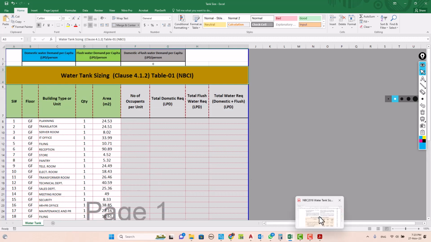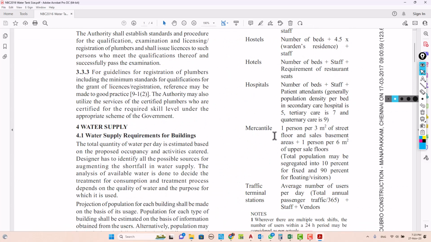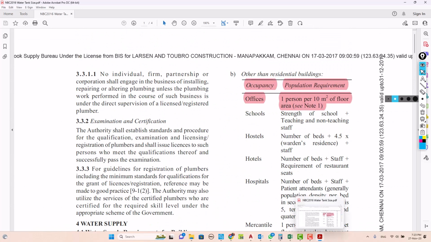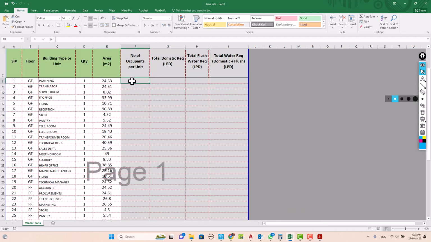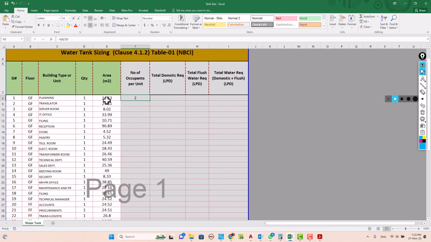Now as per the code, as per the NBC code, 10 meter square is 1 person, right? For the office. So number of occupants is equal to, we will divide this one by 10 and it will come 2, but it should not come 2, right? It will come more than 2. So here we will mention the round up formula, right? Here it will come 3.